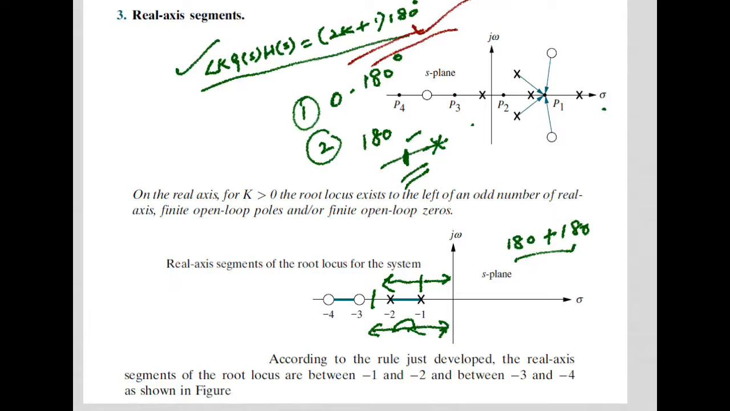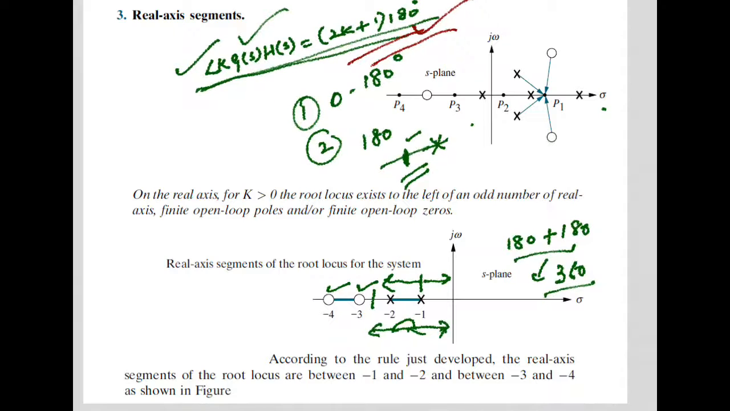So the angular contribution in this case is 360 degree. However, the angular contribution by -3 and -4 in this case is 0. So we have an angular contribution of 360 degree, which is not an odd multiple of 180, as we have explained here. So as a result, the root locus will not lie within the point -2 and -3.